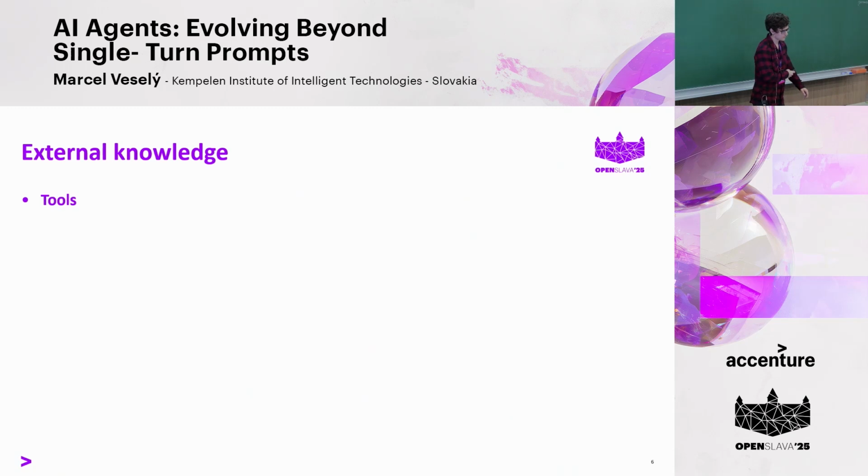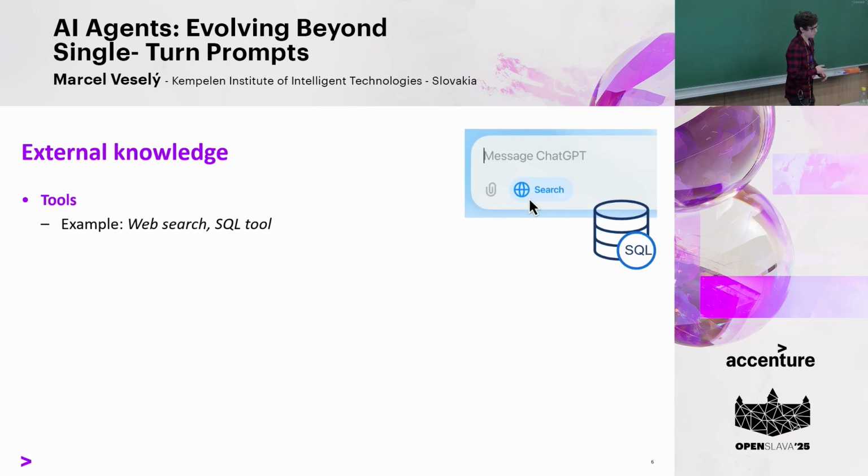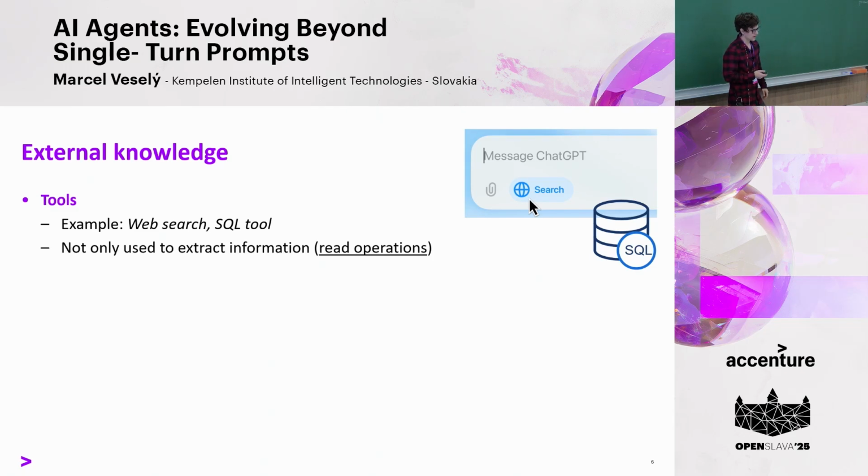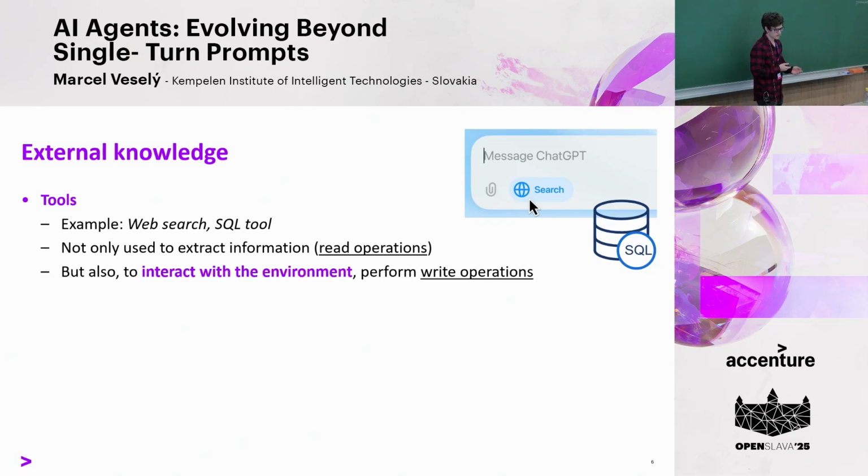Then moving on, we've got tools. A good example of tools could be a web search tool or an SQL tool, where you have some abstraction over your SQL database that would allow you to either read or write some data into your database. And unlike knowledge bases, tools are used not only to retrieve information, but also to interact with the environment and perform write operations.